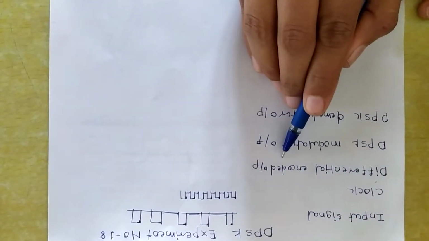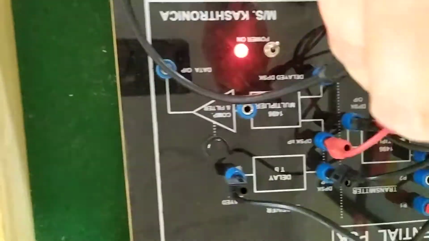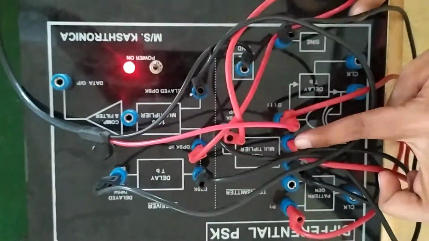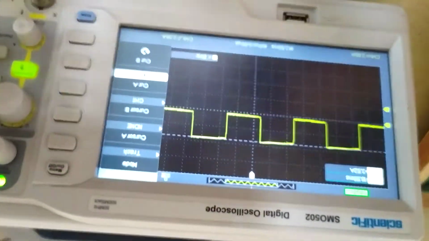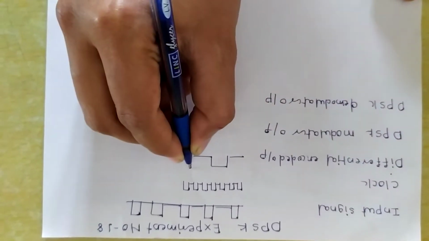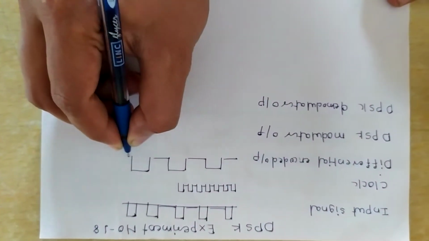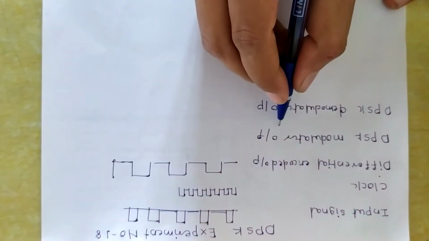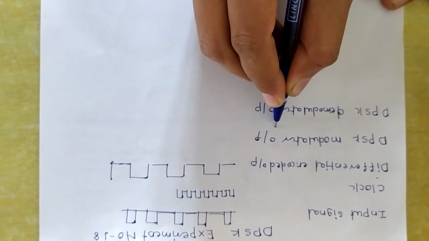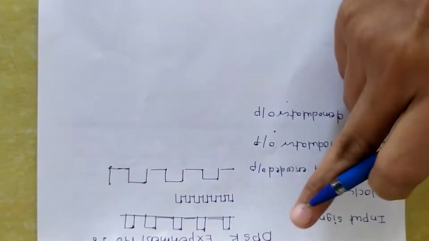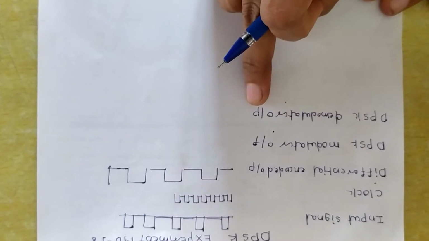Next one is the differential encoded output, which is nothing but your signal B of t. See the output, this is the B of t, the differential encoded output signal. Next one is the DPSK output, which is the signal with 0 degree and 180 degree phase shift, and the demodulator output is the original signal we are getting back.